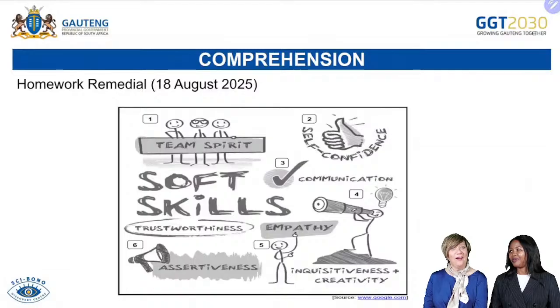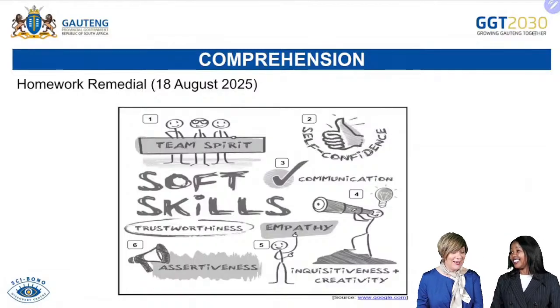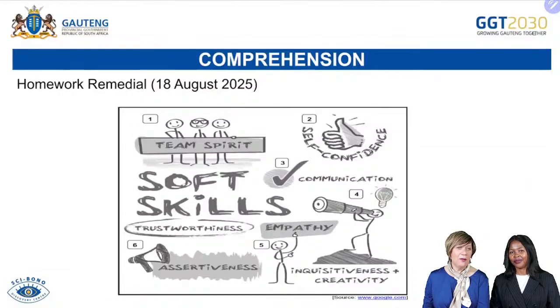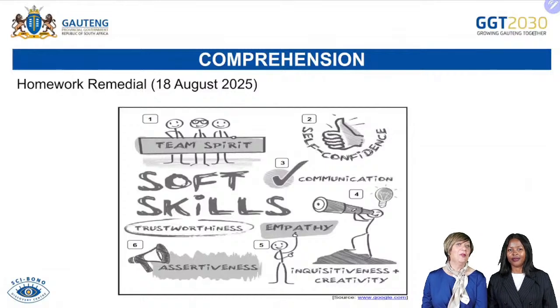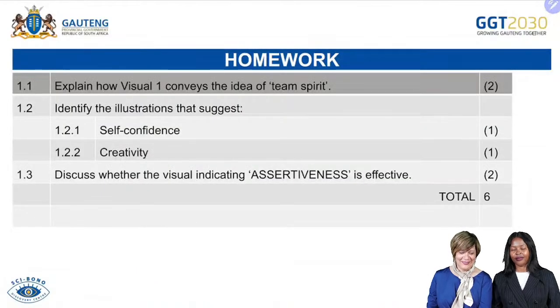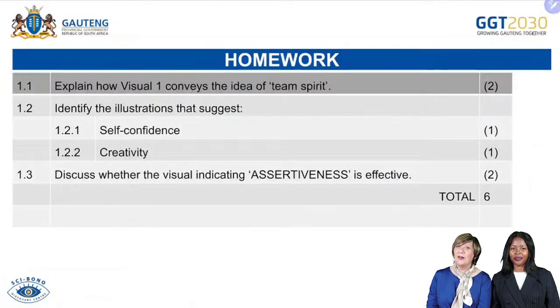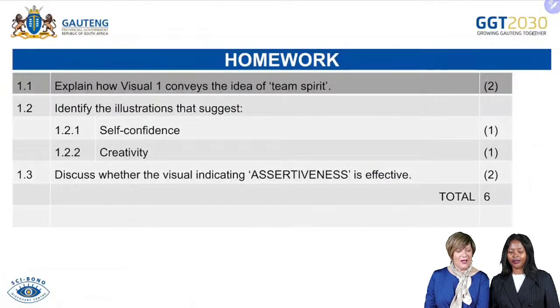100%. So on the 18th of August, you guys discussed text B and you were given a homework. And I'm sure you can remember this little picture of team spirit and self-confidence and soft skills and empathy and all of that. And you were given a number of questions that you had to answer for homework. So I think it'd be a good idea to move over to the homework to see how well you did. So let me remind you quickly, if you go back one for me again, let's quickly remind you of those questions.